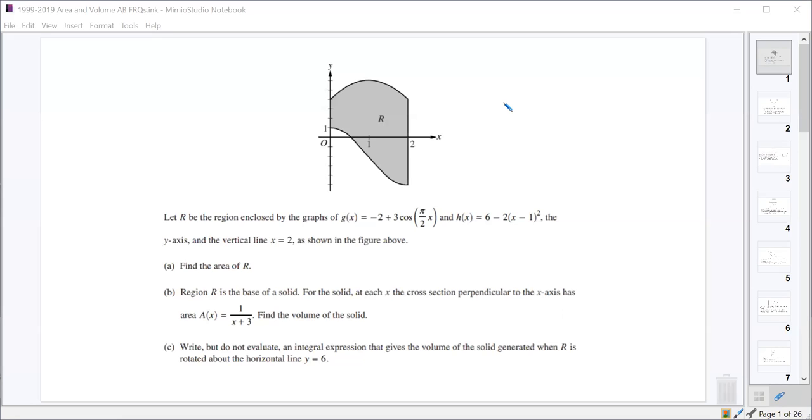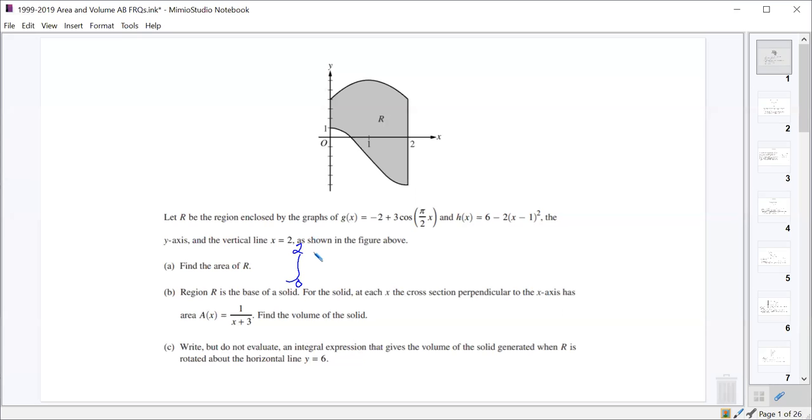Question A is find the area. So how do we find the area between two functions? We integrate, right? The upper one minus the lower one. And we're going to integrate from where to where? Since we're doing this in terms of x, probably, that seems like the easiest. 0 to 2, yeah. So we're going to integrate from 0 to 2.